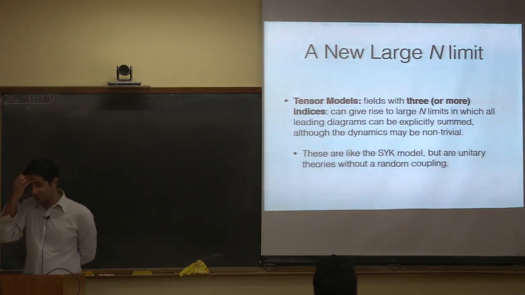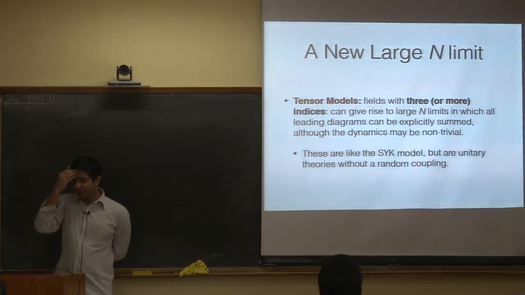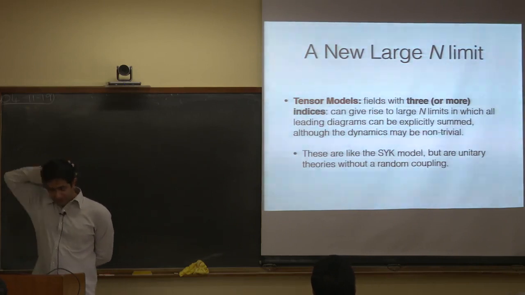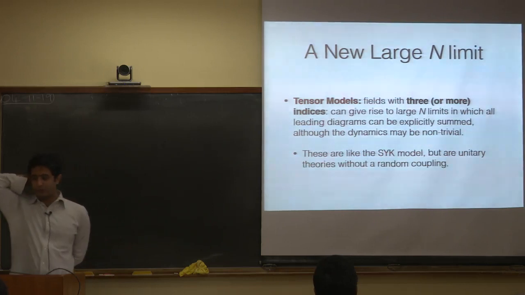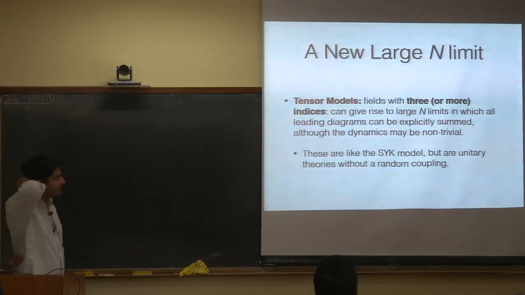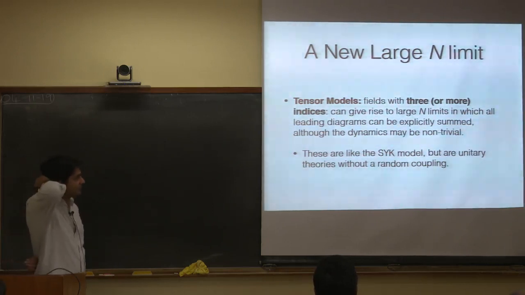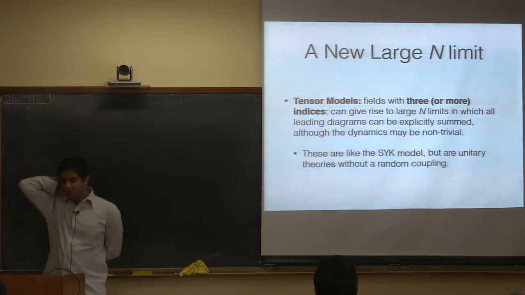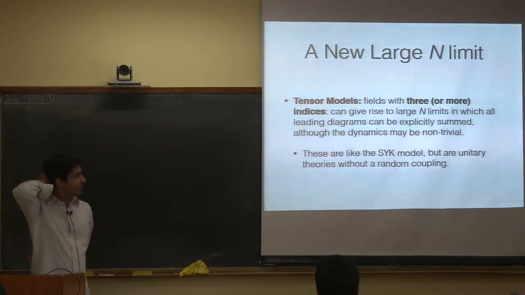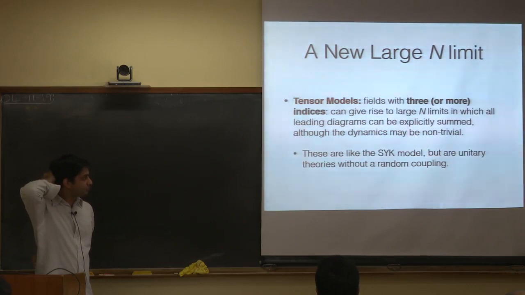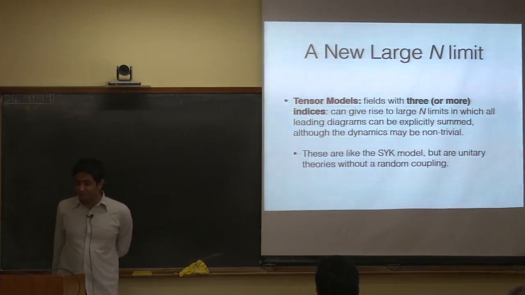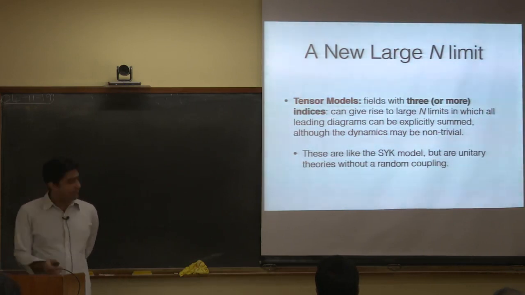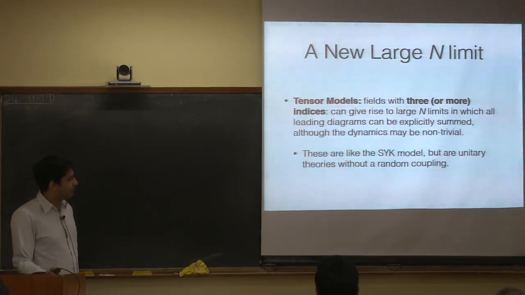Tensor models are fields with 3 or more indices, and these can give rise to large n limits in which all the diagrams can be explicitly summed, but the dynamics may be more non-trivial than, say, a vector model. These are of course motivated by the SYK model, but they're unitary theories without a random coupling.